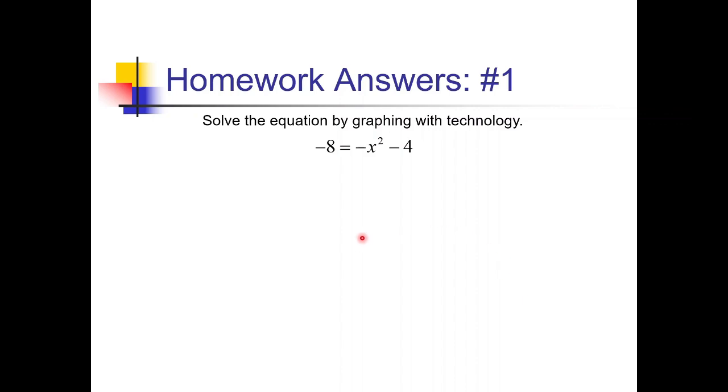For this problem, we're supposed to solve this quadratic equation by graphing, so we're going to go to Desmos in a minute. Before I do that, though, let me just get everything on one side so this is easier to graph. So I'm just going to add 8 to the right side here, giving me negative x squared plus 4. And now I'm just going to go ahead and graph negative x squared plus 4 on Desmos.